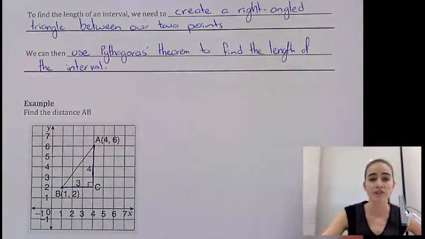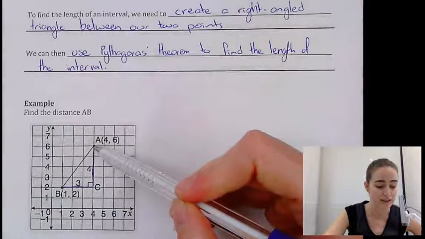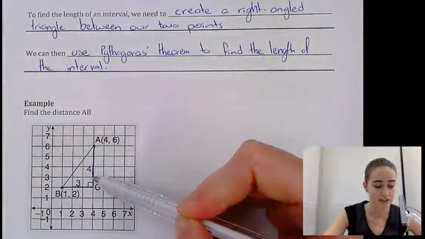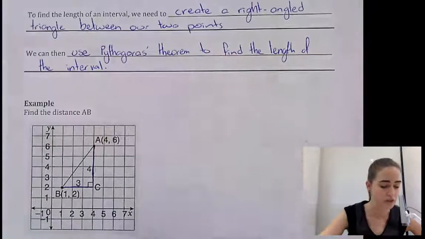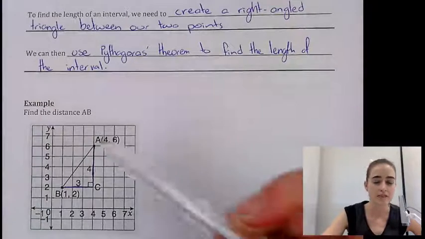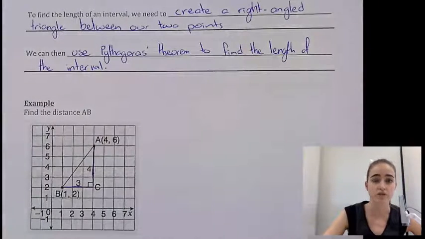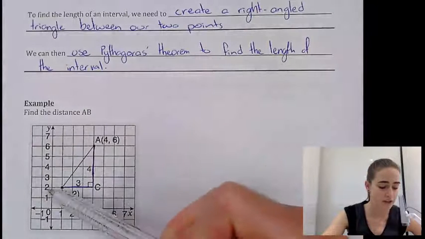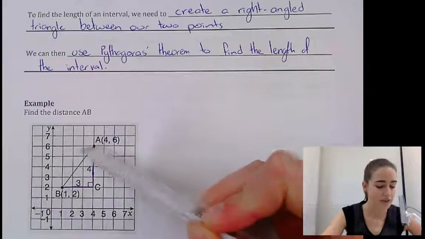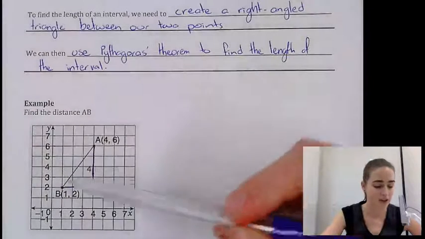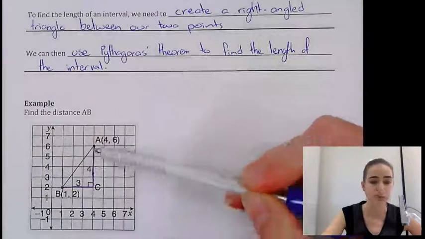Once we have that right-angled triangle drawn in, we can calculate those lengths of those two shorter sides. So this one here, you can see that it's 4 units long. It's four boxes long, 4 units long. And this one's 3 units long. Now, if we weren't given that, or if we didn't have our grid drawn, we could figure it out because we know that this point here has a y-coordinate of 2, and this one up here has a y-coordinate of 6. So that means we've moved up 4 units.